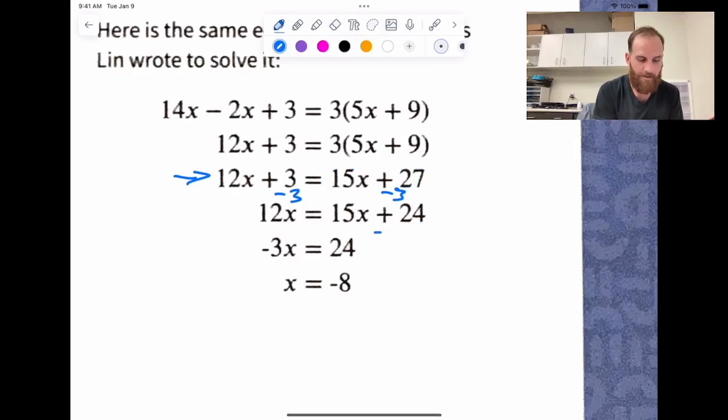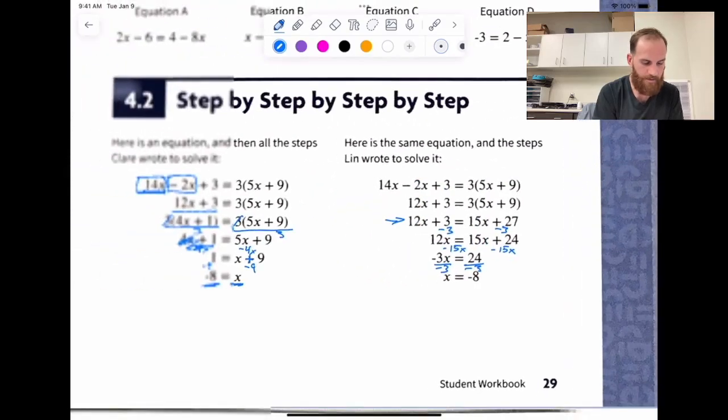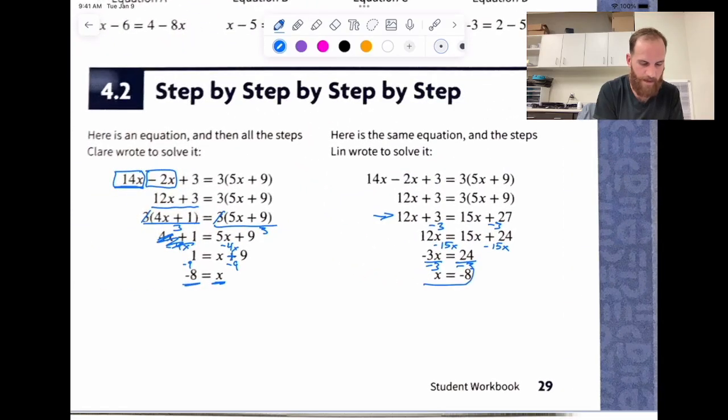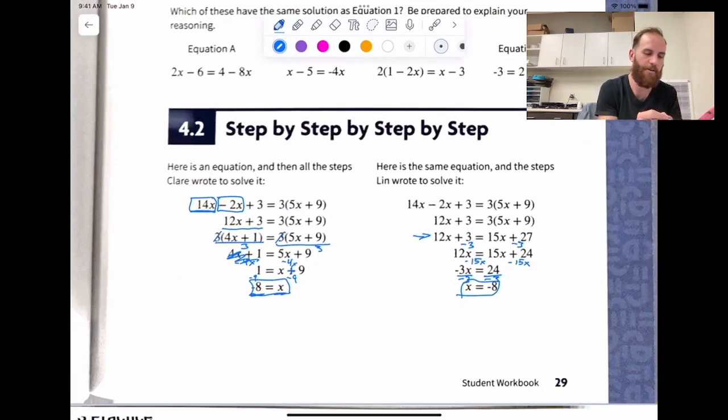Then we get down here and it looks like we have subtracted 15x from both sides. Because we want our variables on the left side, we've got negative 3x equals 24. If we divide both sides by negative 3, we do in fact end up with x equals 8, which is the same as what Claire got. So they're both right. That was a very quick run through of how to do this.